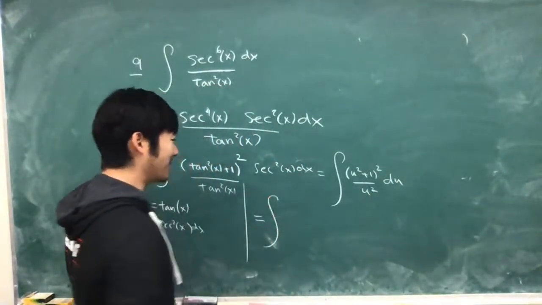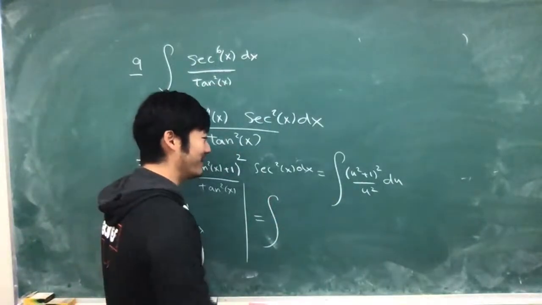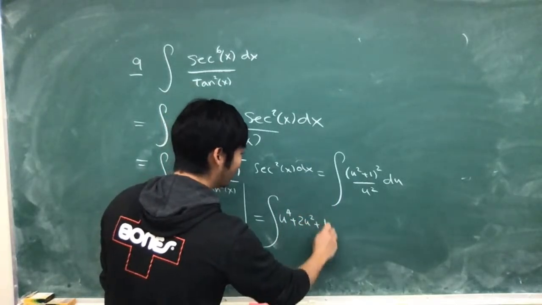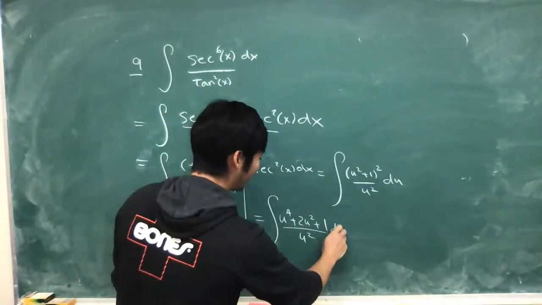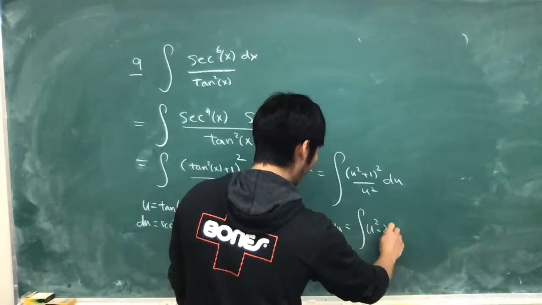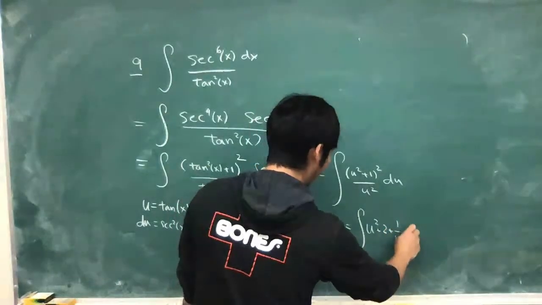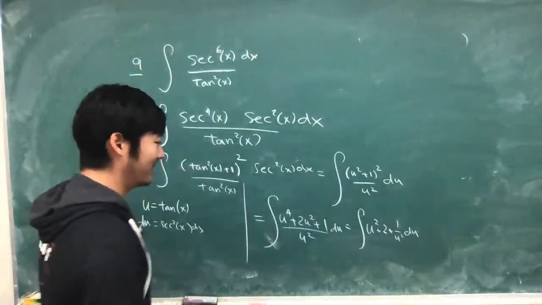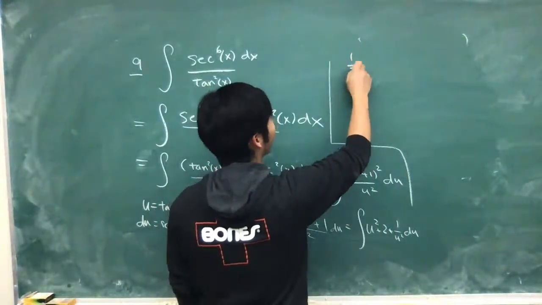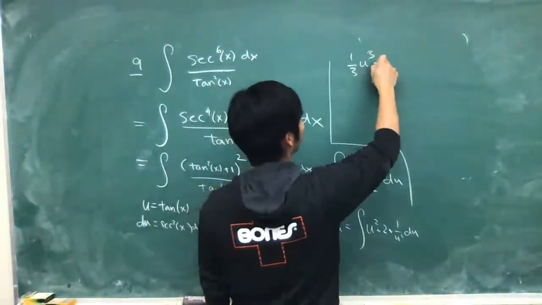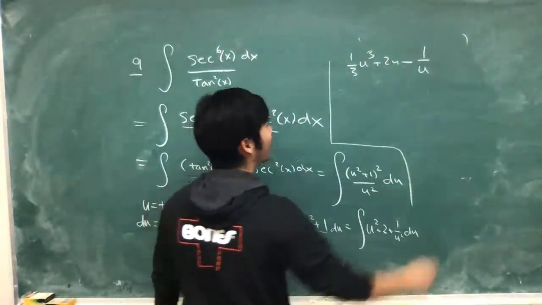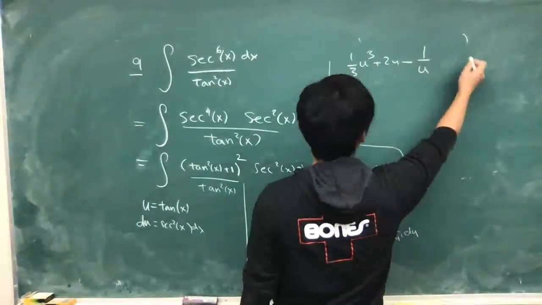And then it's an algebra integral, so now I'm nervous. But this is not too bad, because this is just (u to the 4th plus 2u squared plus 1) divided by u squared du. So this is going to be u squared plus 2 plus 1 over u squared du. And so now that's just the easy power rule. This is going to be 1/3 u cubed plus 2u minus 1 over u plus c.